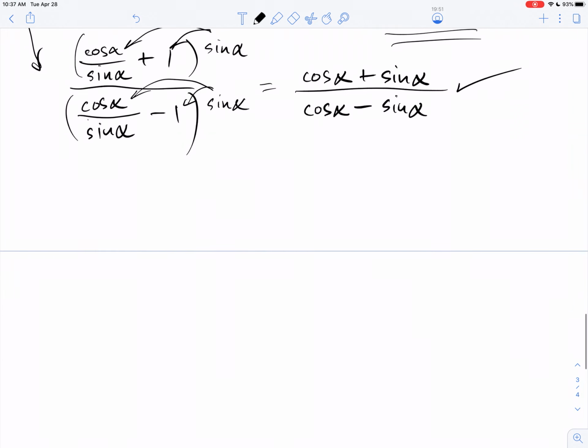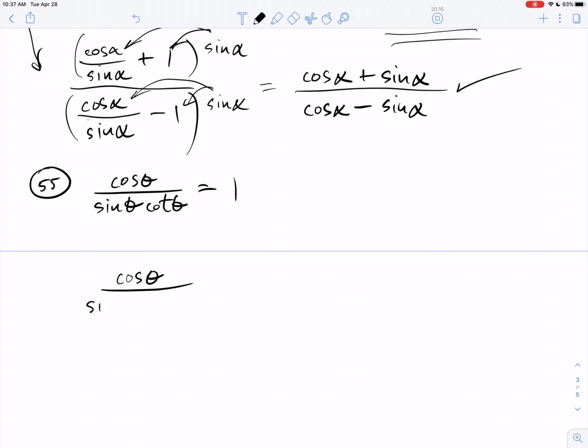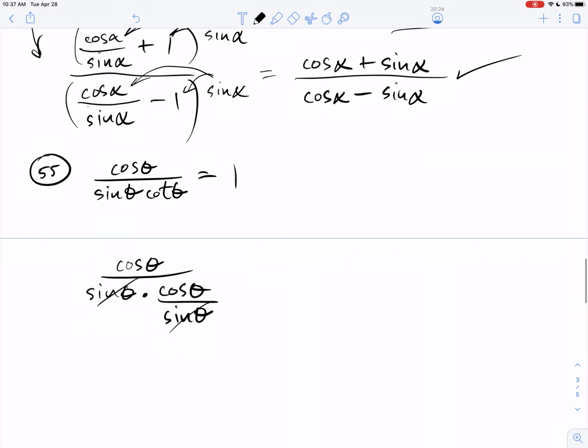Now, 55. Might as well give you a hint all the way through. 55 says this: cosine theta over sine theta times cotangent theta equals 1. I don't know if you guys are looking at it the same way I am. I'm just looking straight here. This guy right here, cosine theta over sine theta, times cotangent theta is that. And then I just take care of business. That's it. So 55's done.